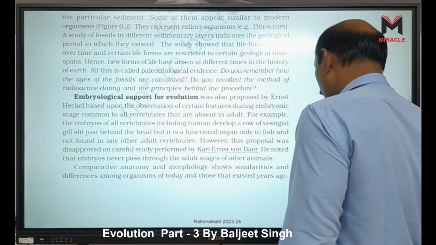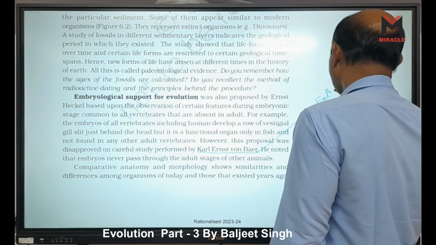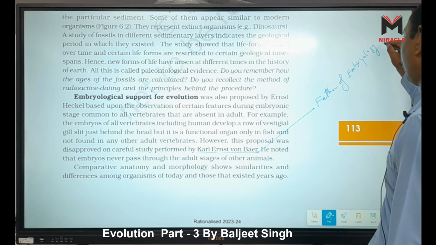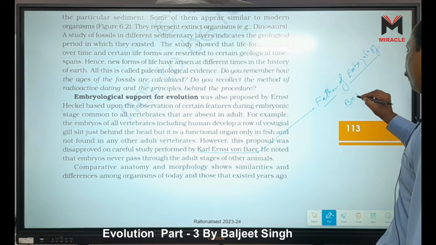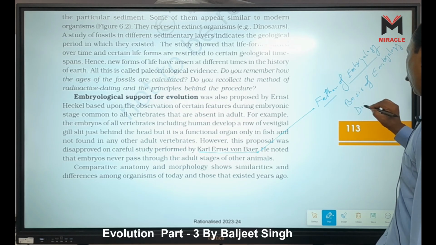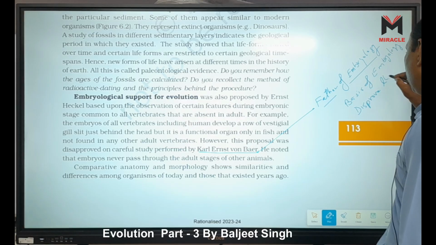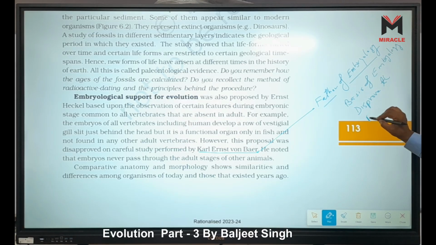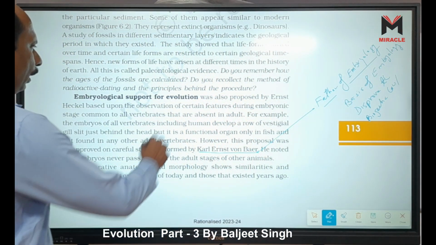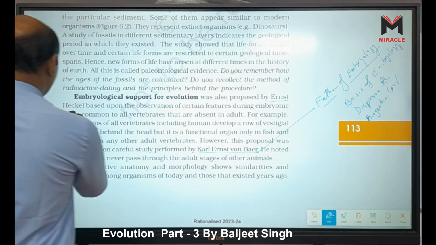He is the father of embryology because he gives the basis of embryology, right? And another thing is he also disproved the biogenetic law, or we can say recapitulation law, right? What is given? It was also proposed by Ernst Haeckel.